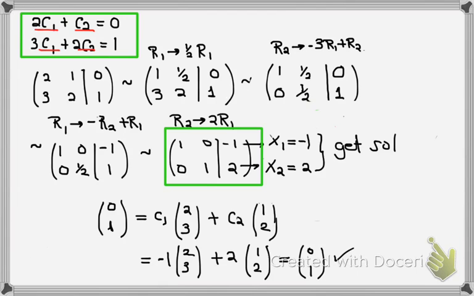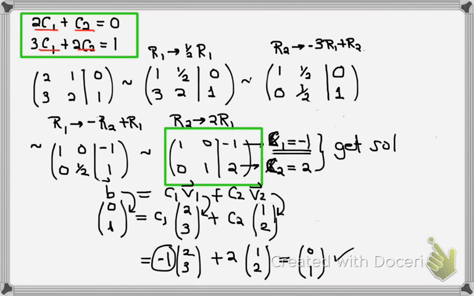I'm noticing I made an error, because instead of being x1 and x2, these values should be c1 and c2. Now we can rewrite the statement that we have. Here we have b equal to c1 v1 plus c2 v2, and I've just replaced the vectors with their corresponding values. And notice that when you put c1 equal to -1 and c2 equal to 2 into the statement, we indeed get the vector b equal to 0, 1.